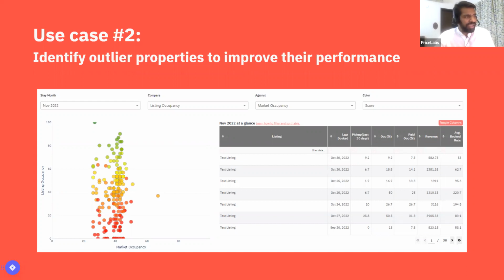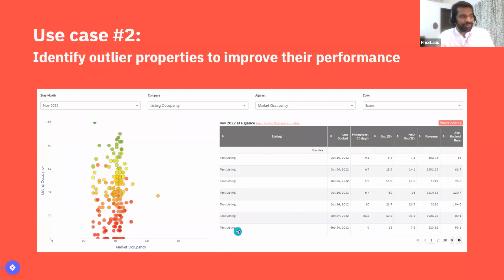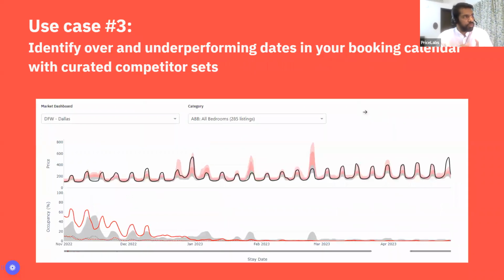But what you can do is, hey, I am seeing all of these listings that are in red, and I want to look and see what's happening. Ignore where it says test listing, test listing. It's a screenshot from our test account. In your accounts, it would have a real name itself, right? And then number 3 use case that we talked about, and again, I will talk about this once we get into the product itself, right?